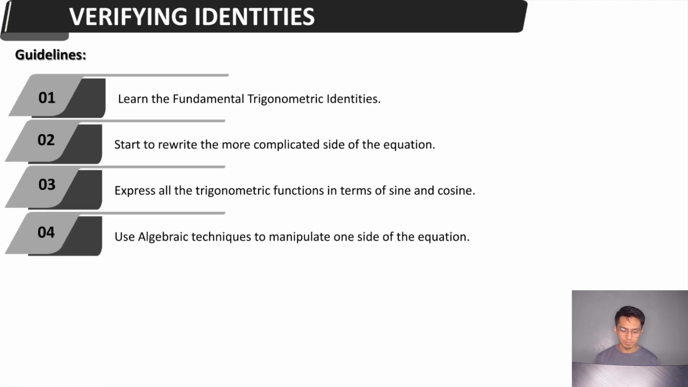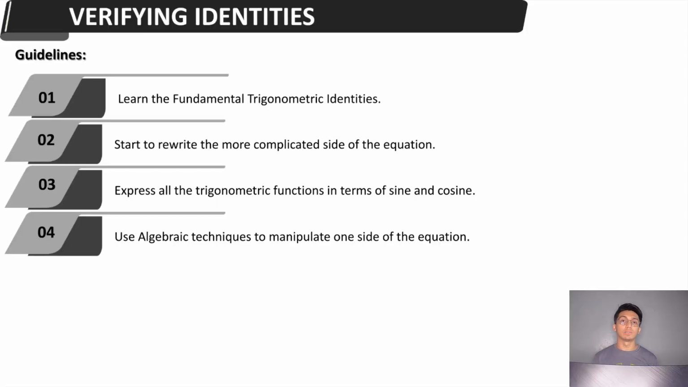Number 4, use algebraic techniques to manipulate one side of the equation. So, number 4, dito papasok yung factorization or even yung conjugates natin. Kasi, kapag natapos na tayo sa identities, maaaring pumasok na dito yung mga algebraic solutions natin. And ginagamit natin ito para mas i-simplify pa yung ating equation. So, that's the 4 main guidelines in verifying or proving trigonometric identities.